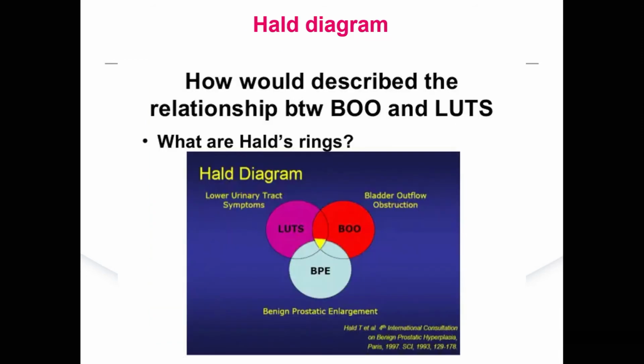So we have the Hald diagram, which describes the relationships between bladder outflow obstruction and lower urinary tract symptoms. We have the lower urinary tract symptoms, bladder outflow obstruction, and BPH. And BPH is in the middle of the lower urinary tract symptoms and bladder outflow obstruction, which can also make the quality of life of the patient very low. So we need to check this patient and try to help him with surgical treatment or conservative treatment.